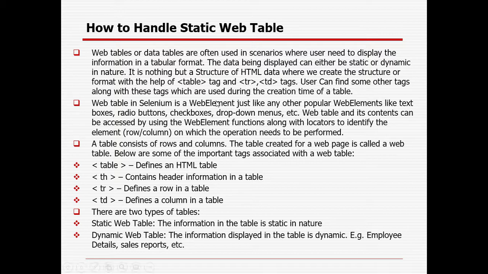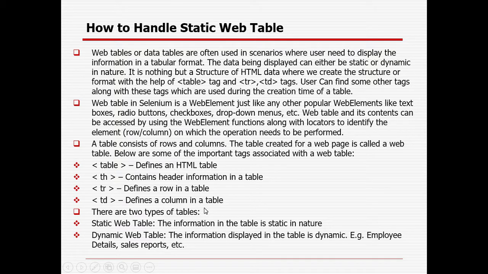These are the important tags associated with a web table. First there will be table, which defines the table. Then there can be table header, TH, which contains header information in a table. Then TR, which defines the row of the table. Then TD defines the column of the table.